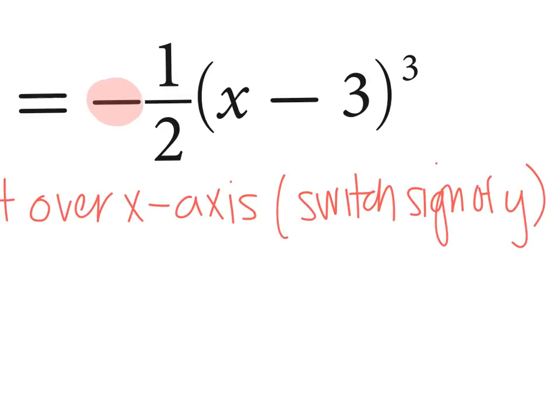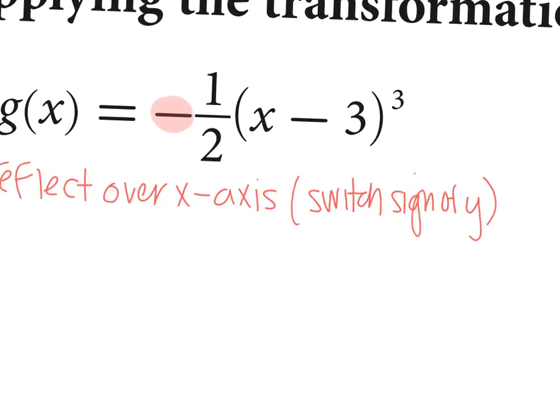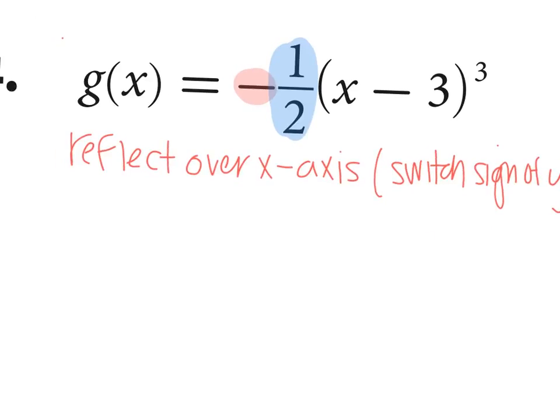And what's the next thing? What's the next transformation that shows up in our problem? Horizontal or vertical compression of 1/2. The 1/2. Can't forget the 1/2. And what does that do? Vertically compresses it. Vertical compression of 1/2. So I'm going to put VC of 1/2.